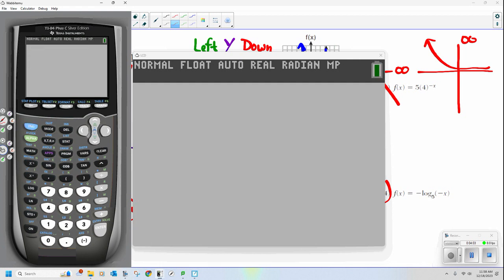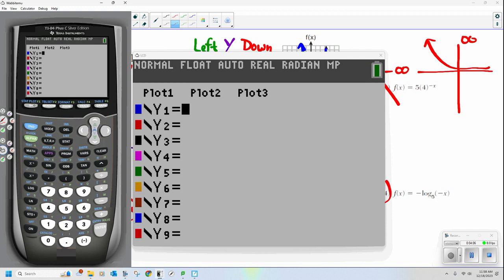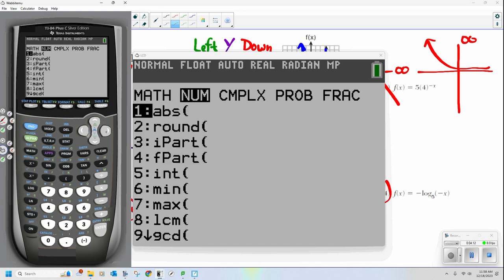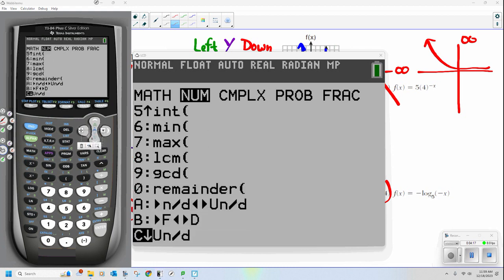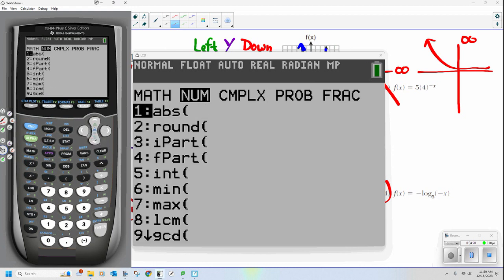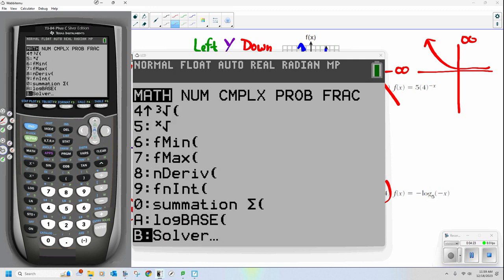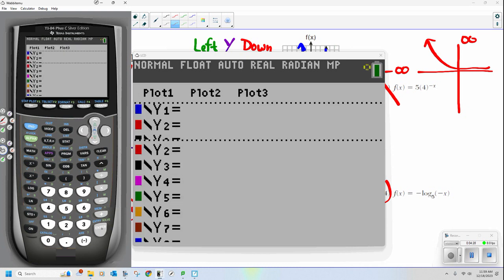So I'm going to quit this and go to y equals. If I hit the math button, which is below the green alpha button, and go to NUM, is it here? I don't really use this one that often. Would it be under math? Log base, there it is. If I hit the math button, it's choice A. So there it is, log base 5. But it needs to be negative log, so I come out front and insert a negative sign. So it's negative log base 5 of negative x.